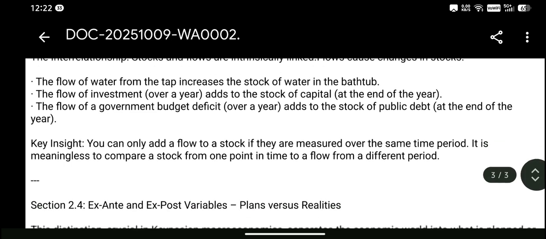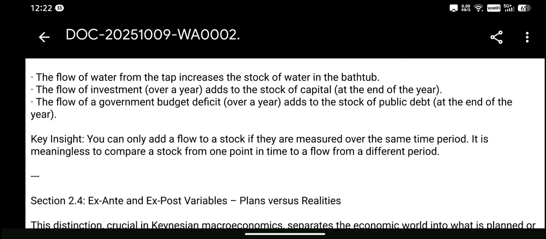Key insight: you can only add a flow to a stock if they are measured over the same time period. It is meaningless to compare a stock from one point in time to a flow from a different period.